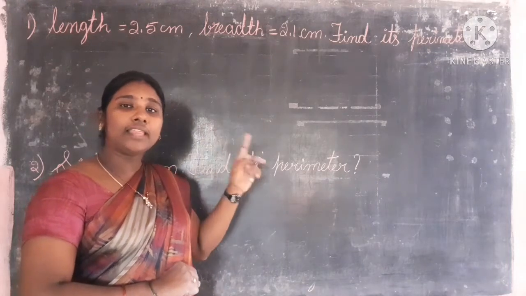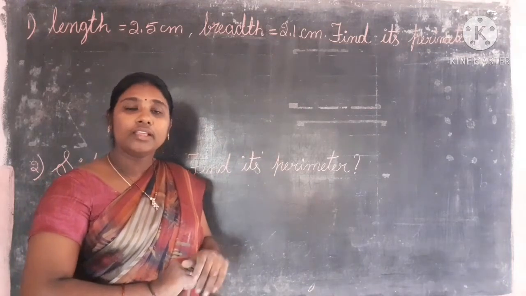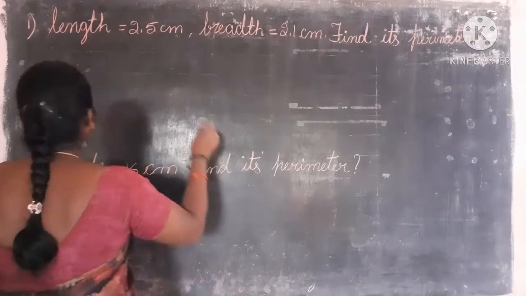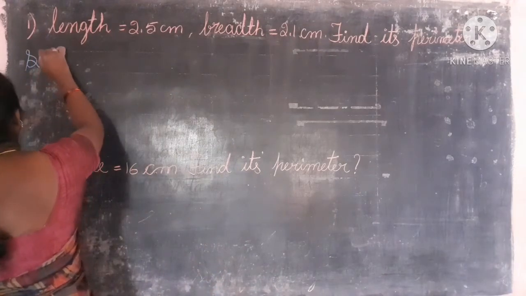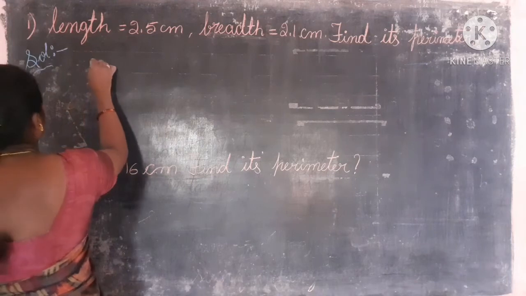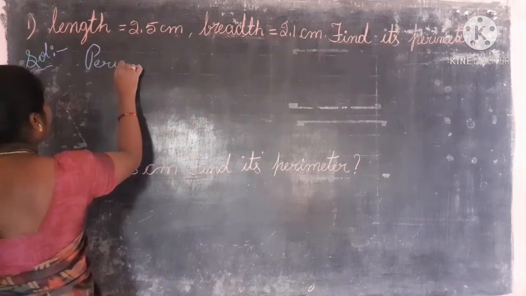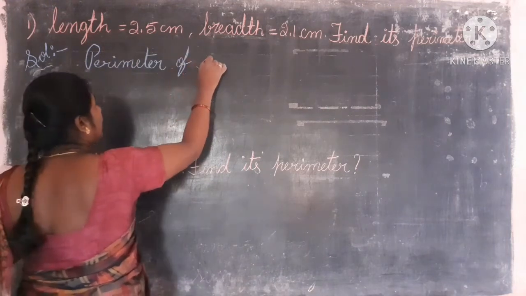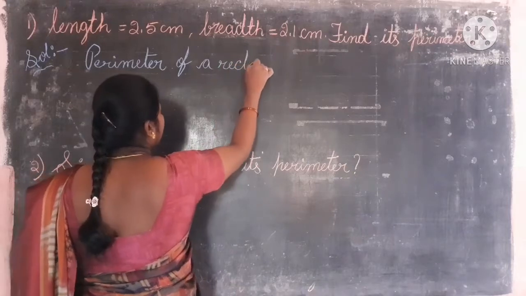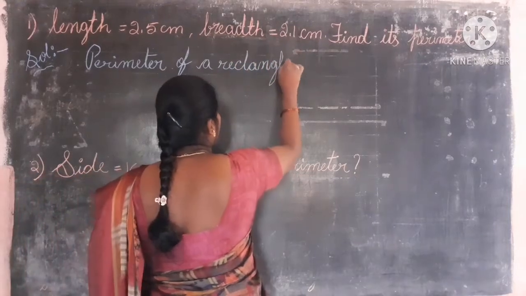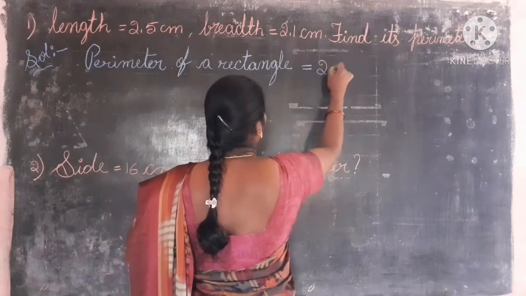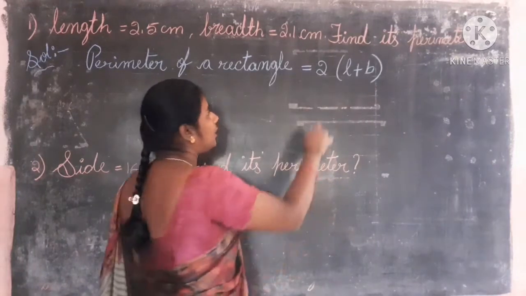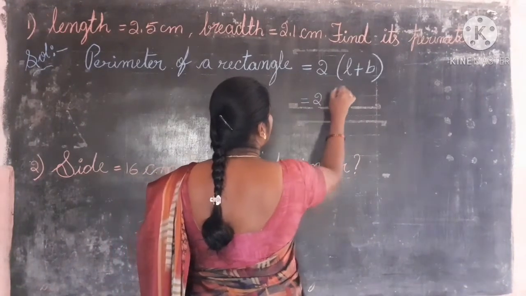If they gave length and breadth, what is the shape of the figure? The figure shape is a rectangle. So we have to find the perimeter of a rectangle. What is the perimeter of a rectangle formula? Perimeter of a rectangle is equal to 2 into (L plus B). The bracket indicates multiplication. L is for length. So 2 into length, how much?